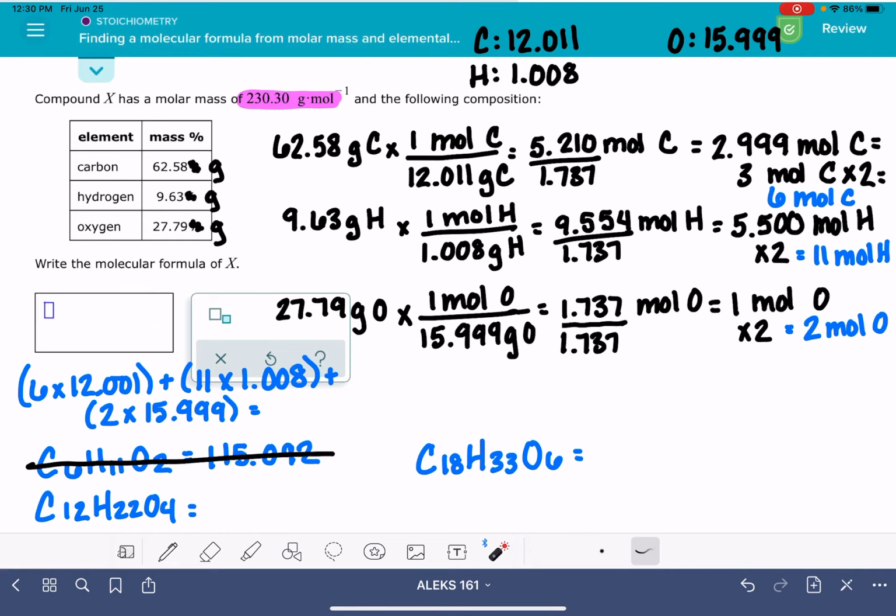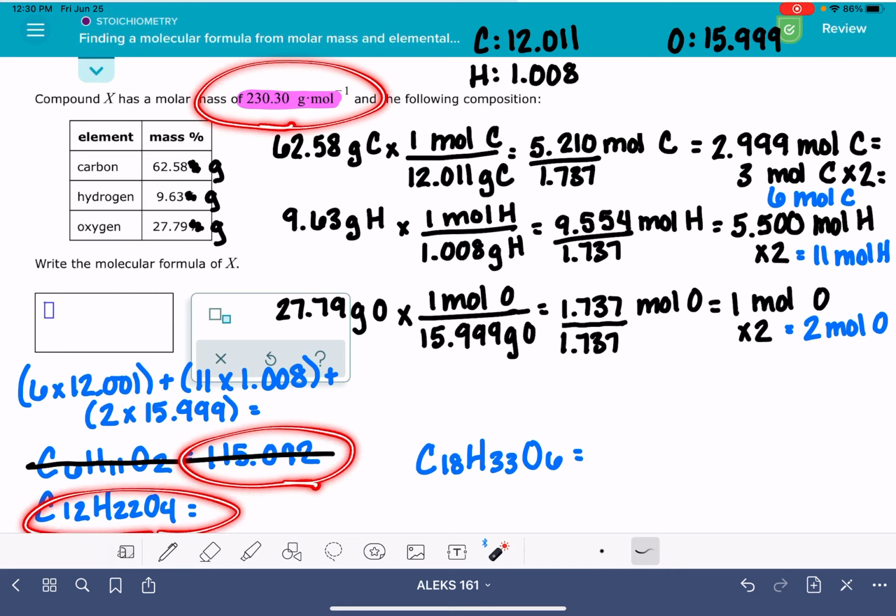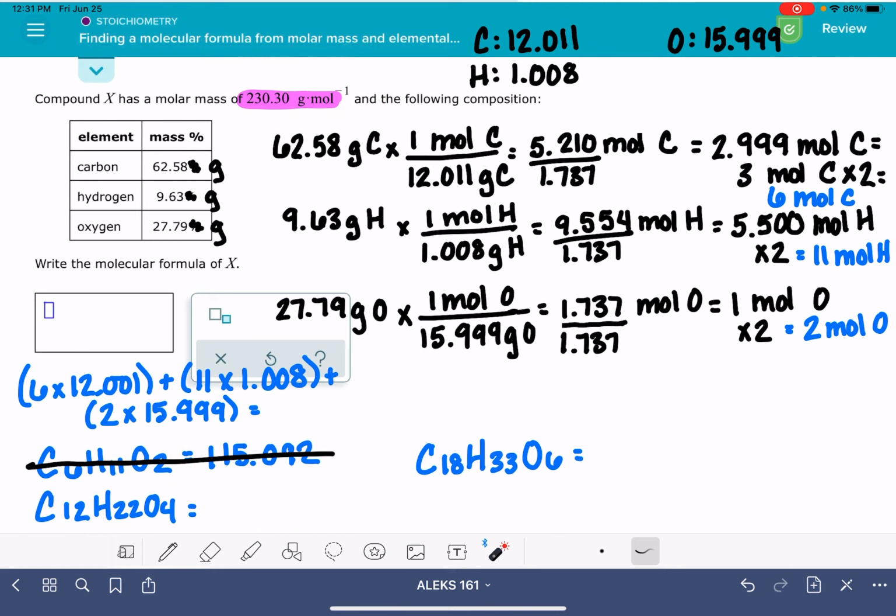Now, depending on how comfortable you are with math, you might be able to say, oh, that's 115, this is 230. This 230 is 2 times 115, so that means this must be it. This must be my empirical formula. But let's just say maybe you're not comfortable with that, and so we're going to try this guy right here. We're going to calculate the molar mass of C12H22O4. So instead of having 6 carbons, now we have 12. Instead of having 11 hydrogens, now we have 22. And instead of having 2 oxygens, now we have 4. Let's see what we get.